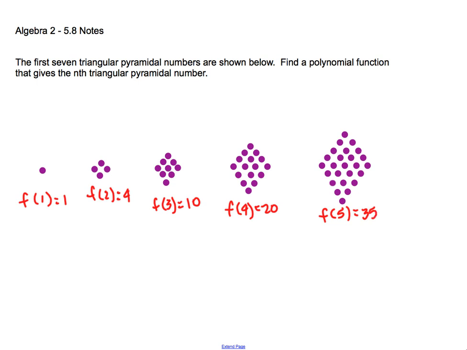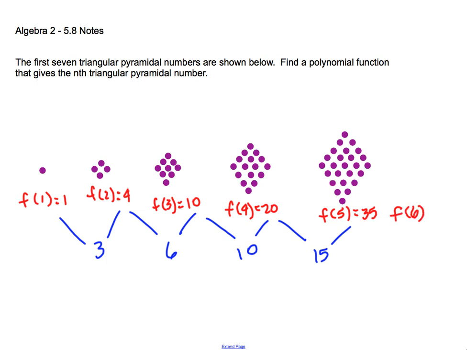So let's just look at these differences real quick as well. From 1 to 4, my first order of difference is 3. From 4 to 10, my order of difference is 6. From 10 to 20, my order of difference is 10. And from 20 to 35, my order of difference is 15. Okay? We can look in our book, and you'll see there's a few more that I wasn't able to get written down here, but they gave us the f of 6. The sixth number is 56.